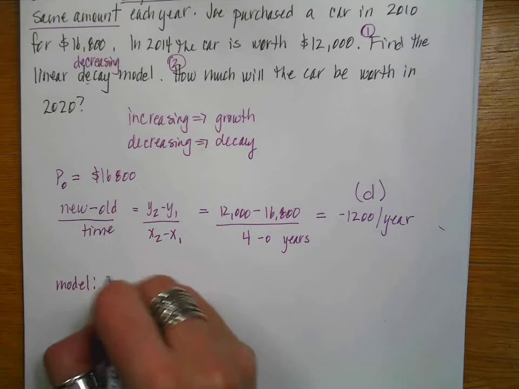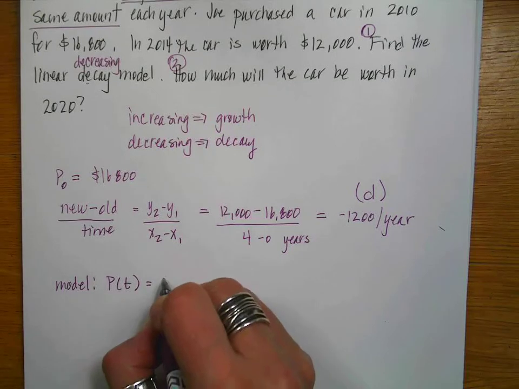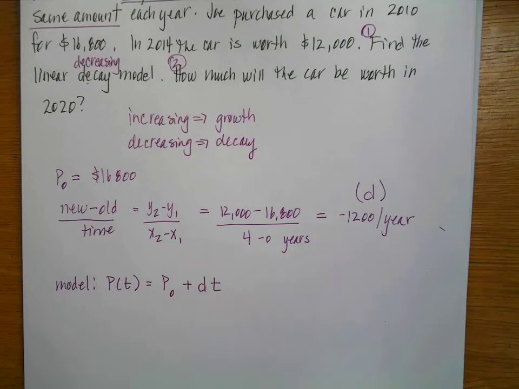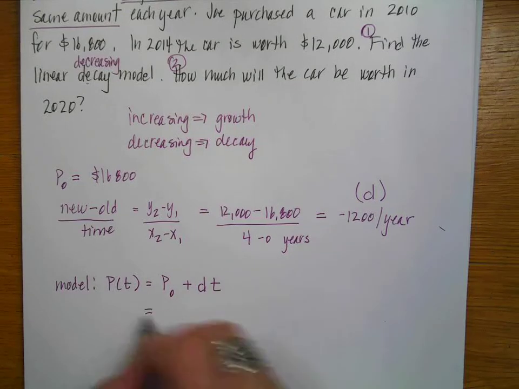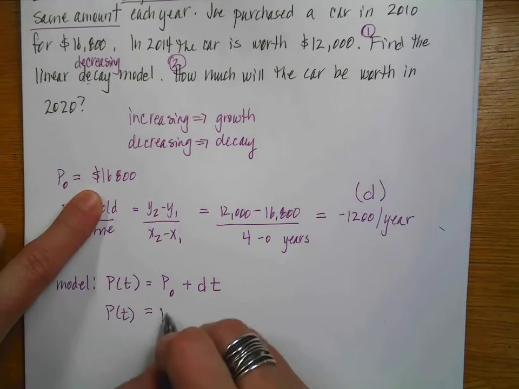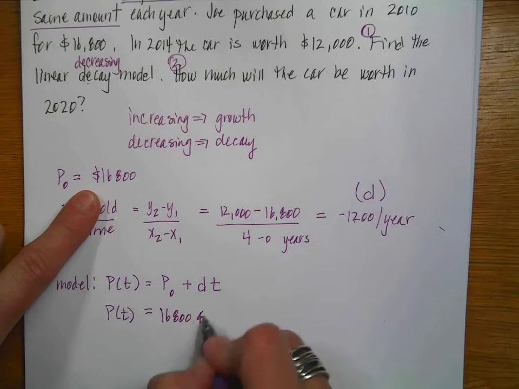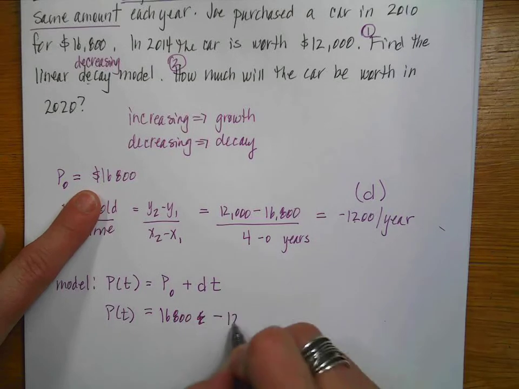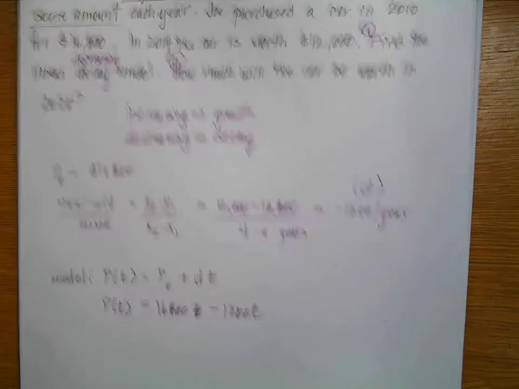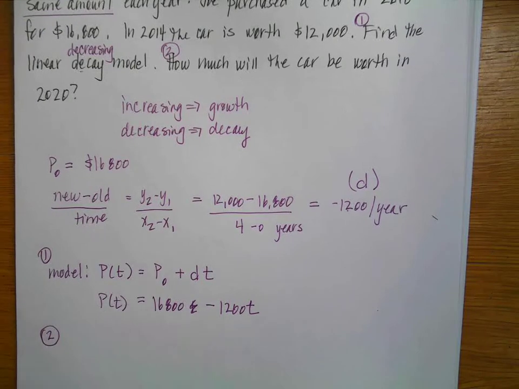So now if I write the model, remember that the generic equation is P of T is equal to the initial plus the common difference times time. So if I write my model, P of T is going to equal my 16,800, so that's how much I paid for the car. And then I'm losing, so this is going to be minus 1,200 times time. Okay, so this is my model. So this was our first task.